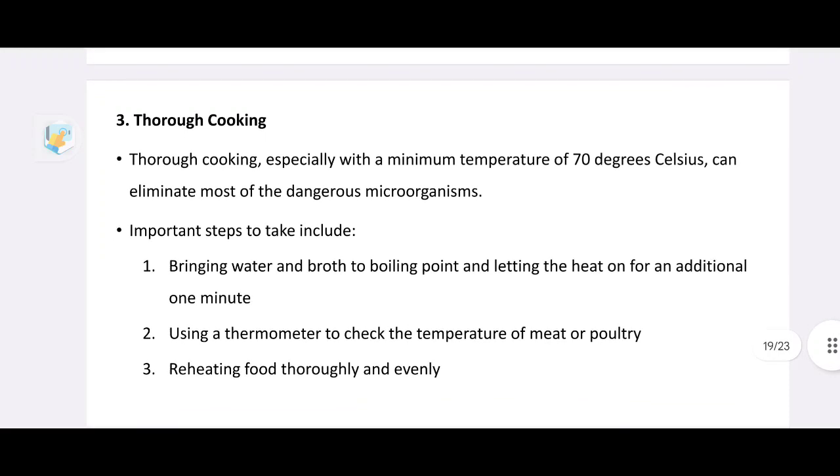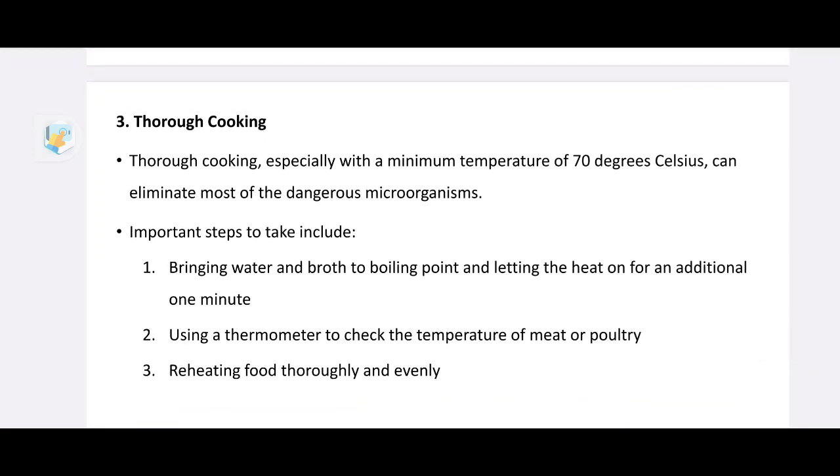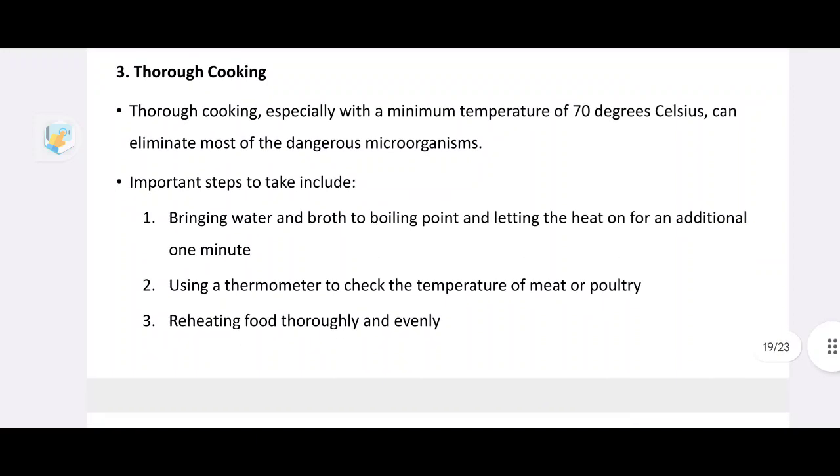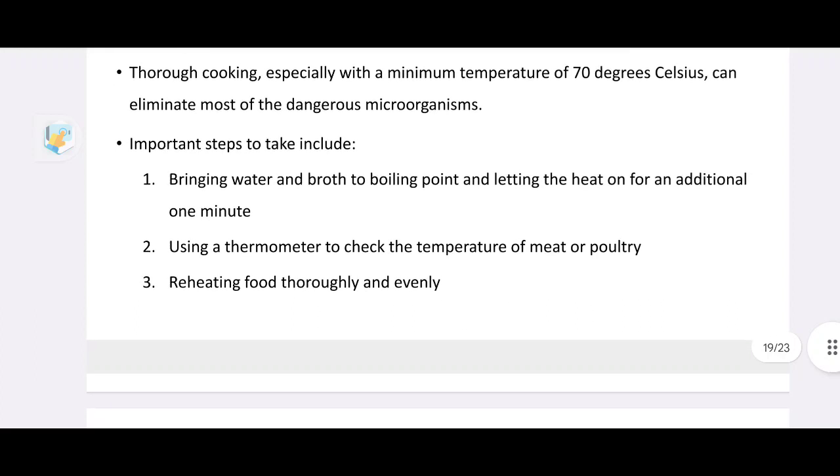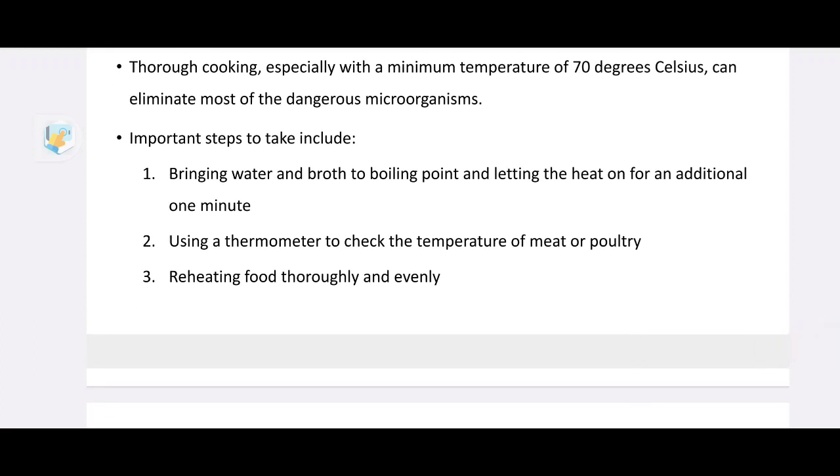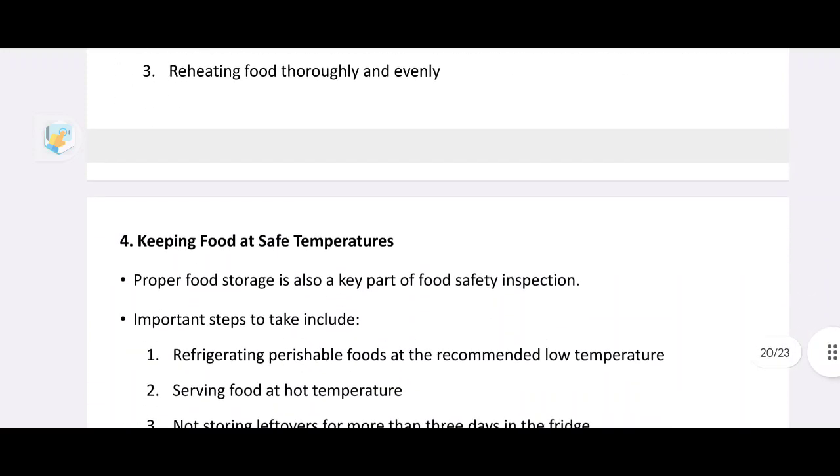Third is thorough cooking. Thorough cooking, especially with a minimum temperature of 70 degrees Celsius, can eliminate most of the dangerous microorganisms. Important steps to take include bringing water and broth to boiling point and leaving the heat on for an additional 1 minute, using a thermometer to check the temperature of meat or poultry, and reheating food thoroughly and evenly.